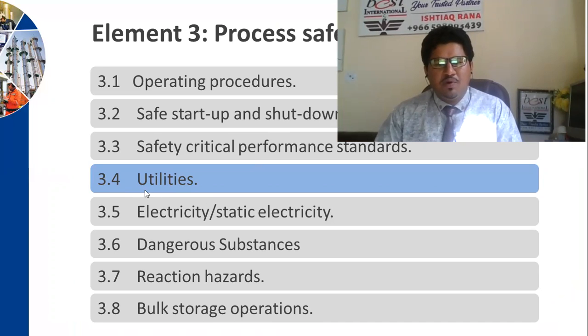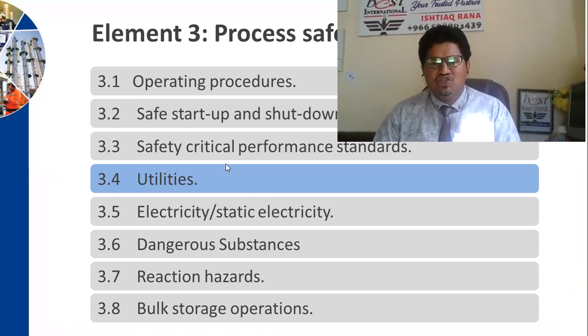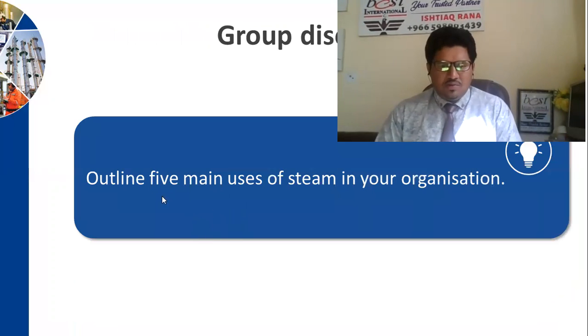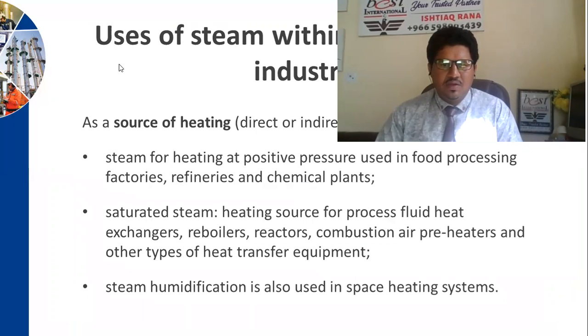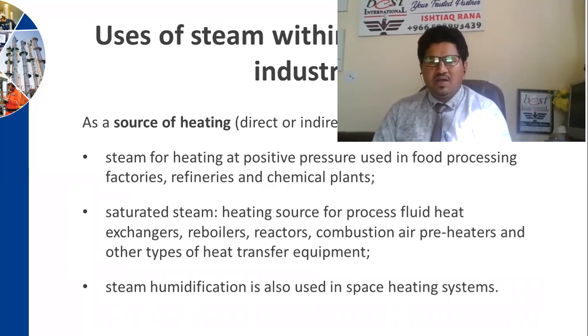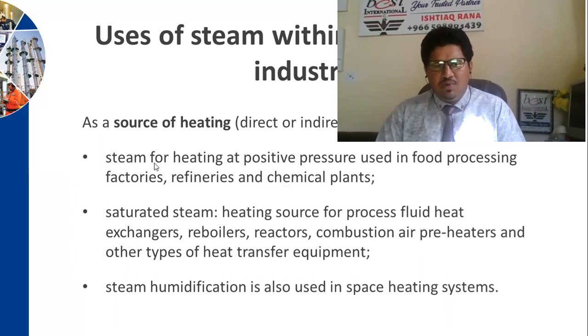So let's talk about 3.4, which is all about utilities related to process safety hazard control, element 3 of process safety management, NEBOSH Process Safety Management book. Now, utilities: outline 5 main uses of steam in your organization. Uses of steam within the process industry: a source of heating, direct or indirect, for spaces and processes. We need steam for heating. We need saturated steam. We need steam humidification.